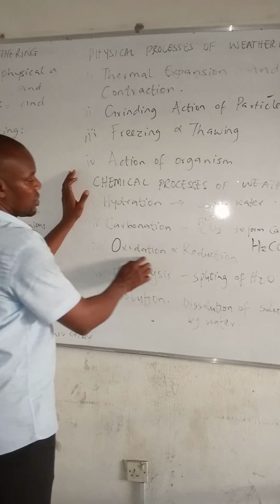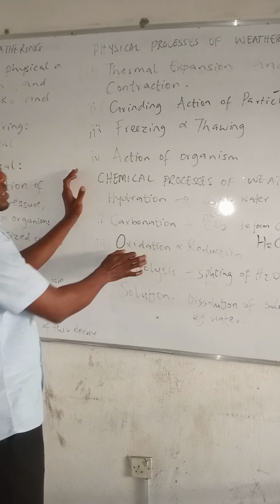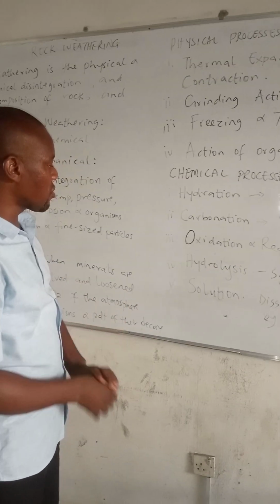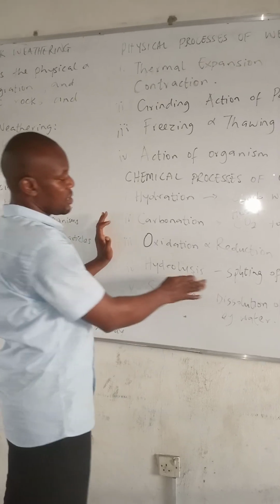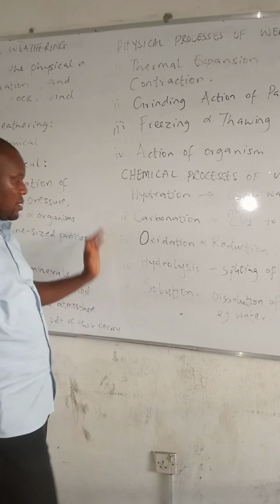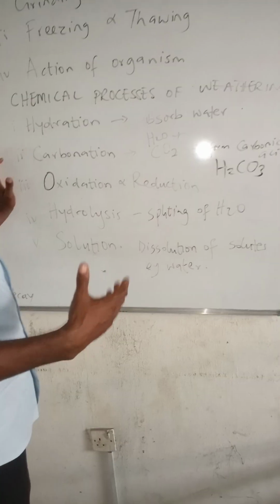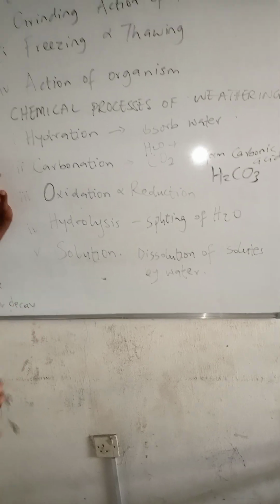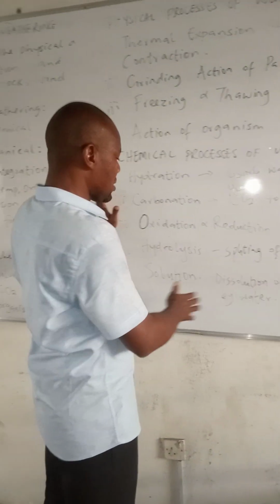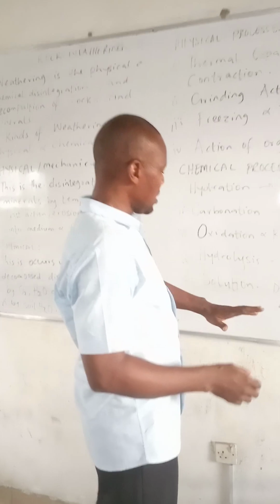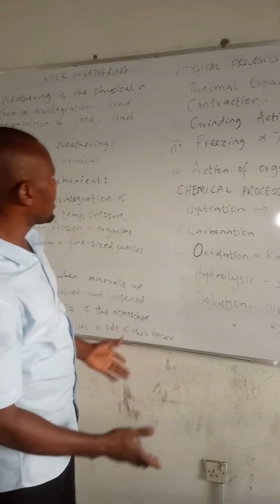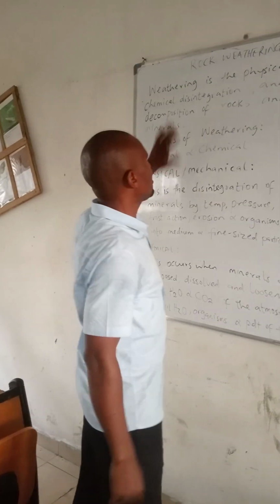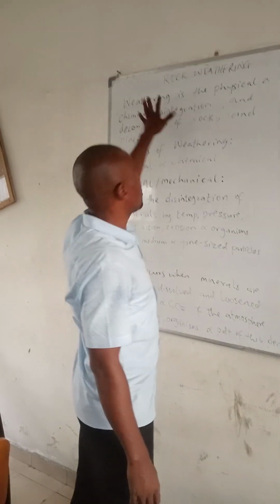Oxidation and reduction will eventually lead to breakage of rock. Now, hydrolysis is the splitting of water molecules. When this involves minerals, it will help to break down the mineral. Now, solution is the dissolving of a solute by water. Some minerals like calcium carbonate, when dissolved in water, the solution will help to break down the rock. So this is all we have about weathering.